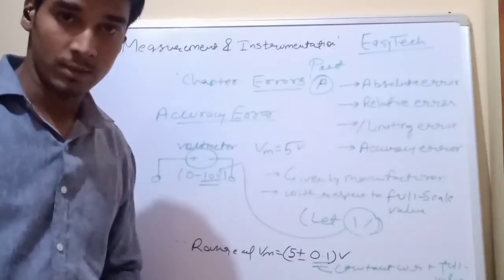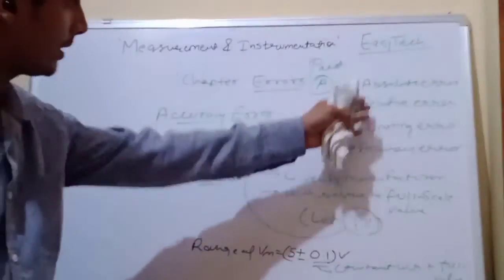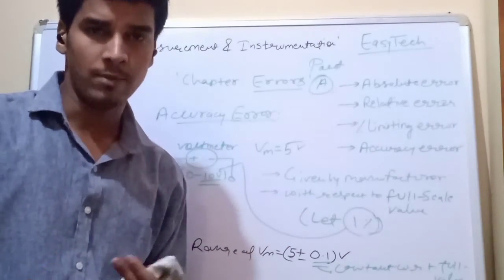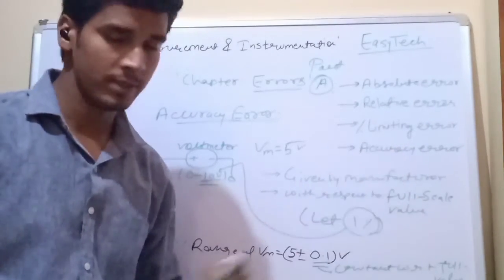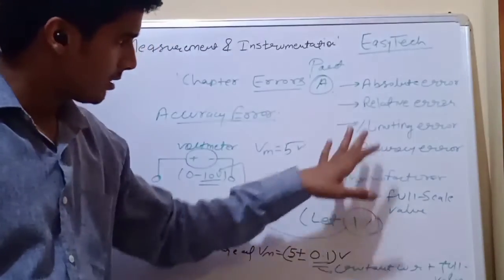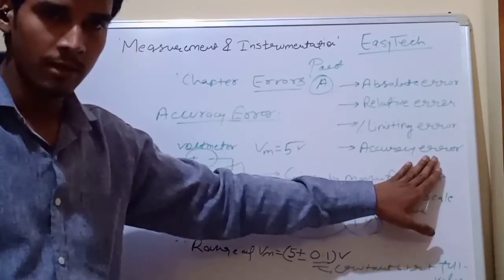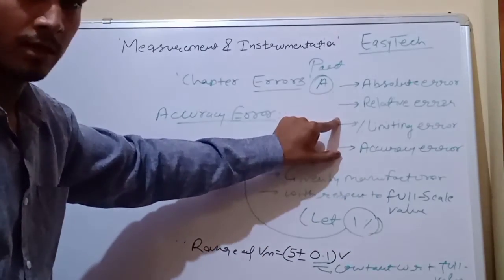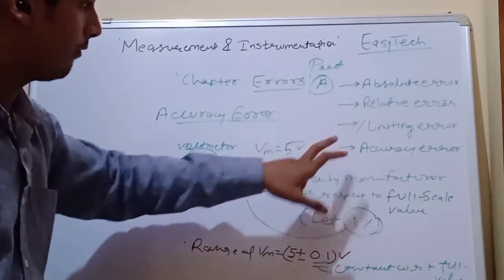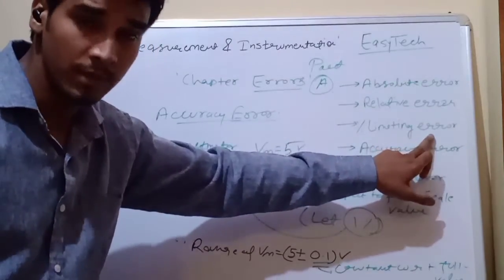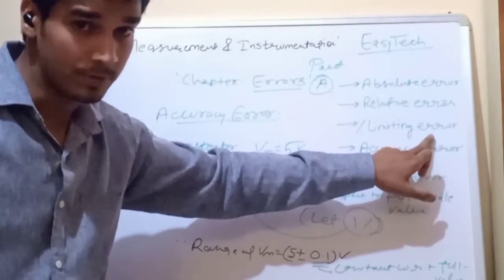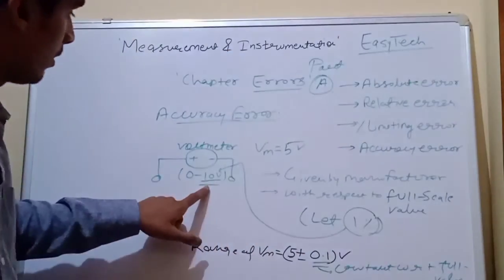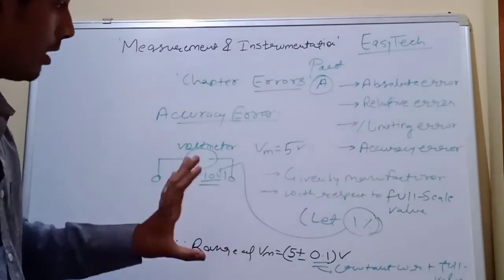So this was the introduction of the four topics: absolute error, relative error, percentage limiting error, and accuracy error. Percentage limiting error and accuracy error have a little bit of difference. Percentage limiting error is measured with respect to the measured value, while the accuracy error is always measured with respect to the full scale value. So you have to understand this.